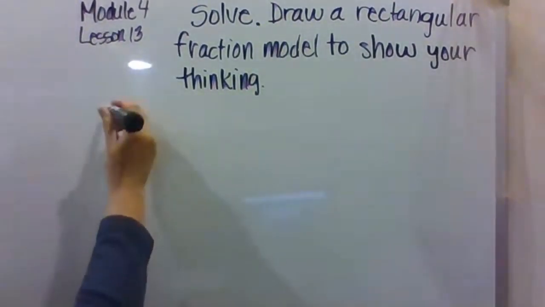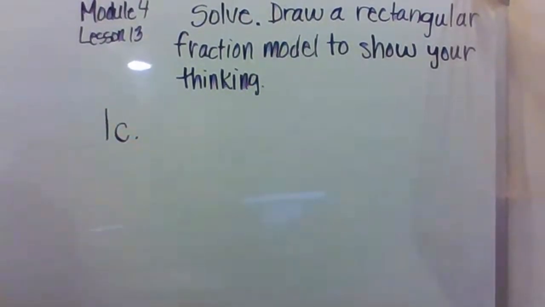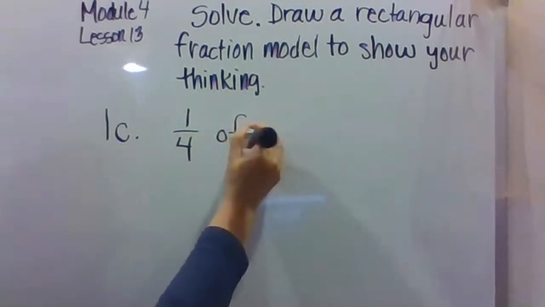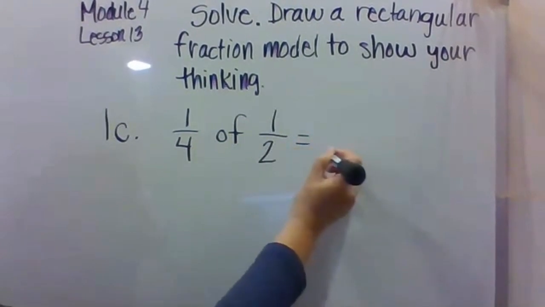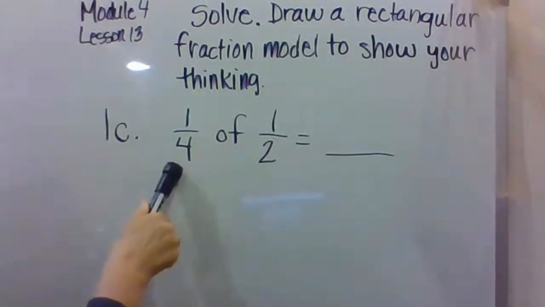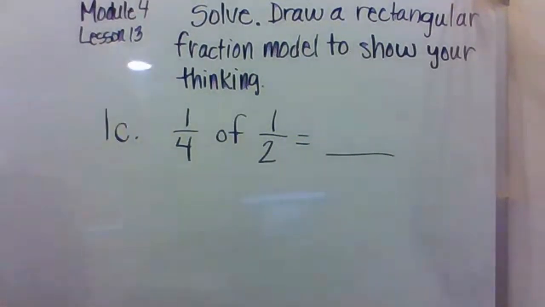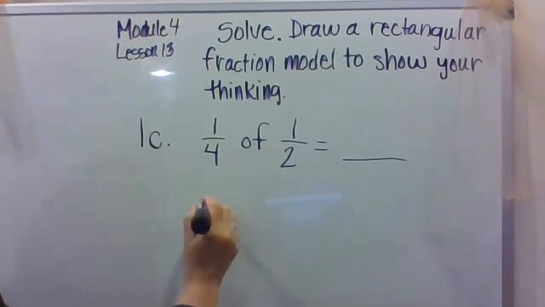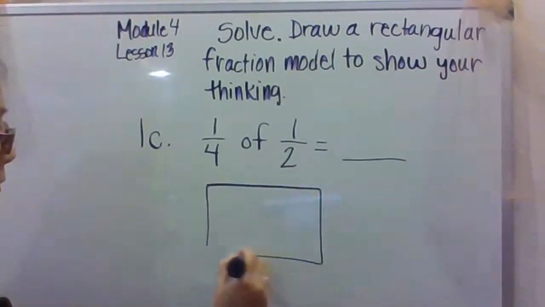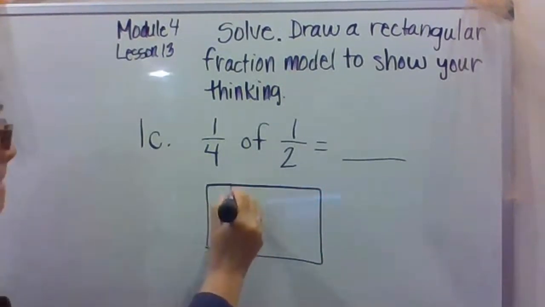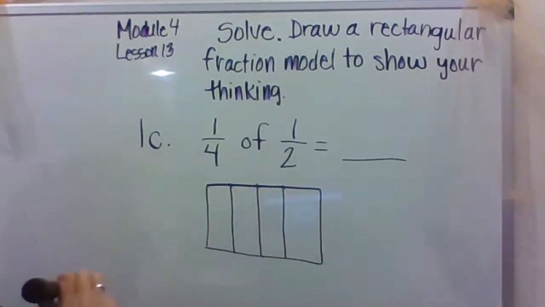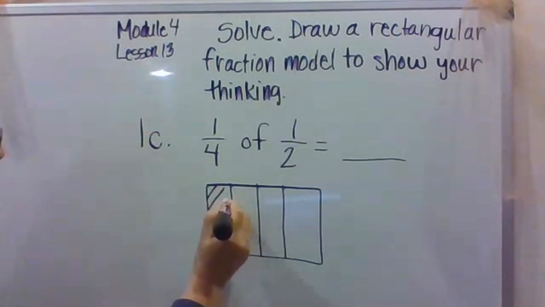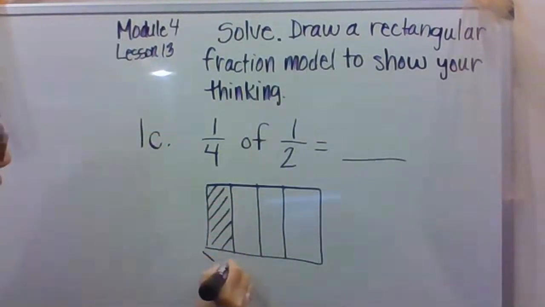So 1C, now they're going away from the words and they're just going to give you 1/4 of 1/2 equals blank. So 1/4 of half. Again, the same directions for all of number 1. So I'm going to again draw my fraction model. I'm going to represent 1/4. So 4 equal parts. How many do I shade? The numerator tells me how many to shade, so I shade in one of them. And I'm going to label this as my 1/4.